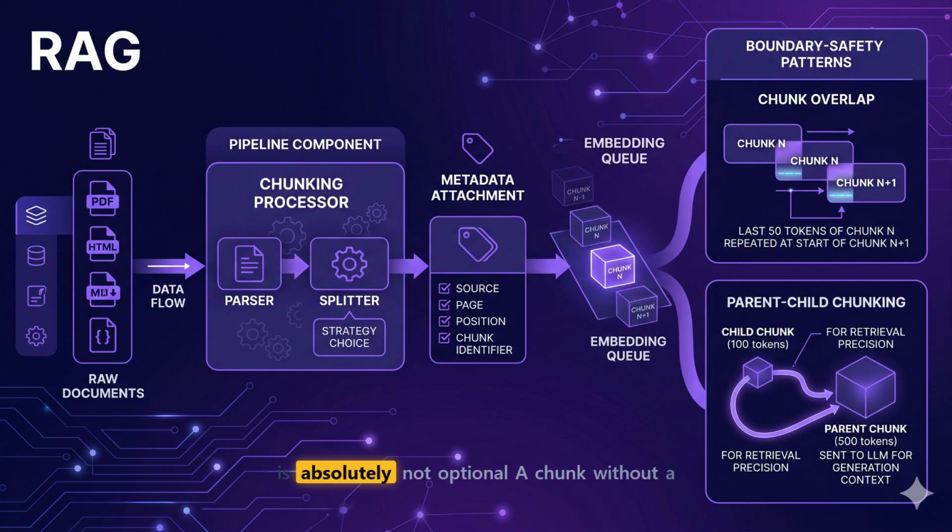Now here is the pattern interrupt. Metadata is absolutely not optional. A chunk without a source and a page number is an answer that can never have a citation. In any production grade RAG application, every single chunk carries the definitive path back to its origin. When a user clicks a view source button, they are reading the chunk's metadata directly, not triggering a second search. If you strip this metadata at chunking time, you destroy your ability to cite anything downstream.